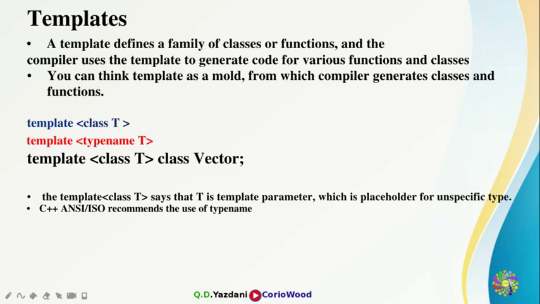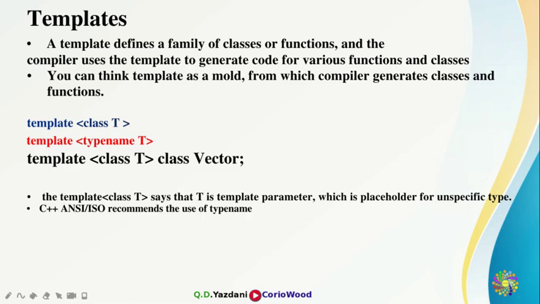I'm going to show you now why we put a class and why we put a typename, because maybe you're a little bit confused and curious why I put a template class T and a template typename. You need to know both of them, because some programmers put class T and some other programmers put typename T. So the template class T says that T is a template parameter. So when we say template class T, it says that T is a template parameter.